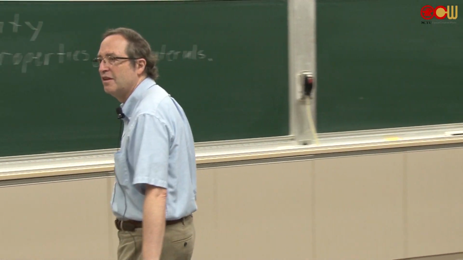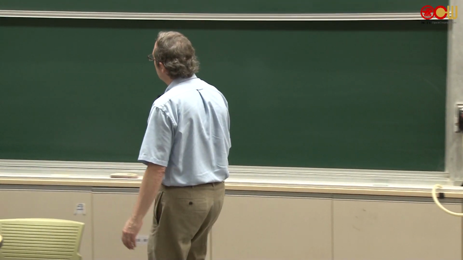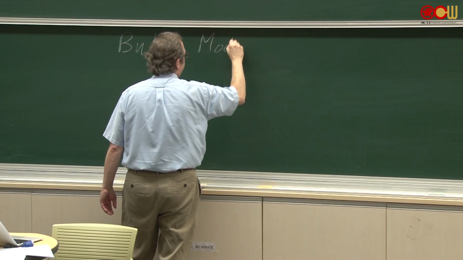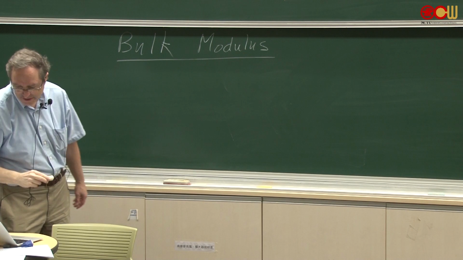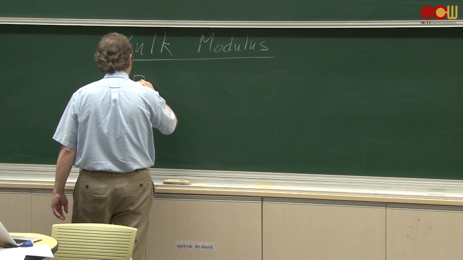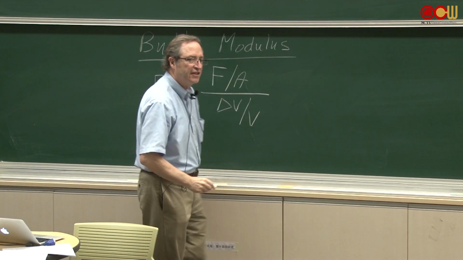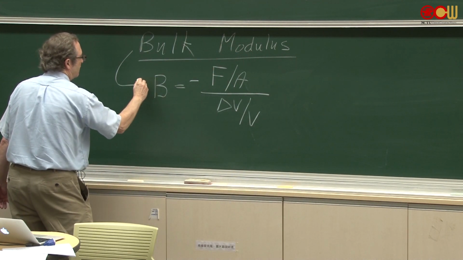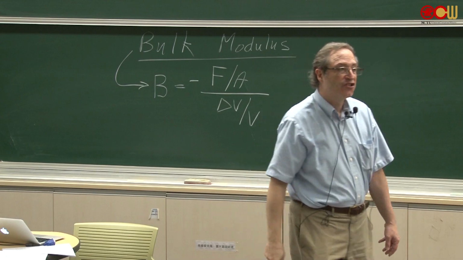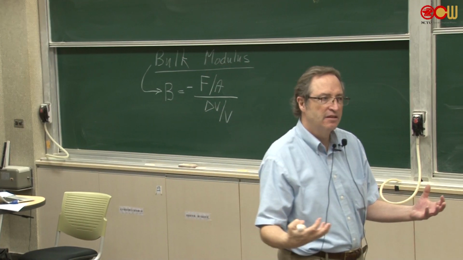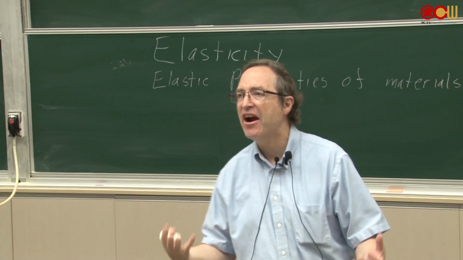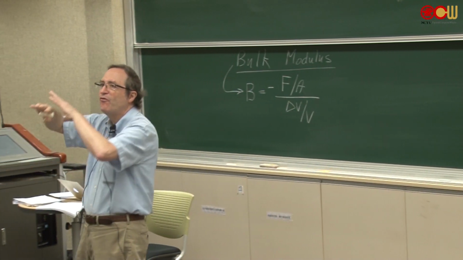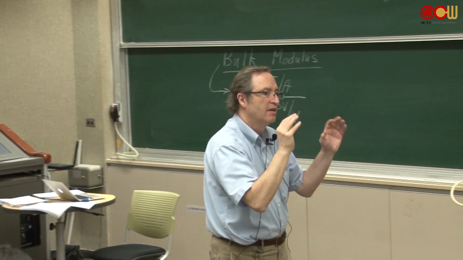And that's what's called the bulk modulus. So we want to measure the bulk modulus. The definition is the following. Let's explain what each of these things are. This is the bulk modulus. This is the force on the surface of the object divided by the area of the object. Imagine you provide a uniform force on the object divided by the area.